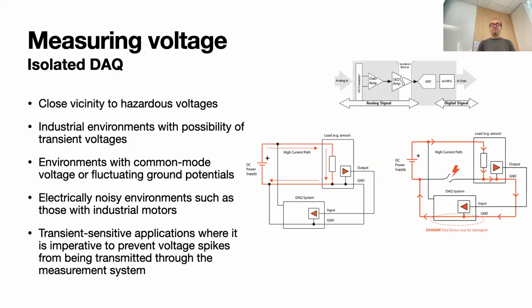Next scenario: isolated data acquisitions. This is what you get when you buy Zahner or BioLogic equipment, or whatever equipment you're using. Why is this important? There are two things. We usually measure really small voltages on high potentials. High potentials, I'm not saying kilovolts at this moment, but we are going to measure a couple of millivolts on a stack that has 20 volts or more.